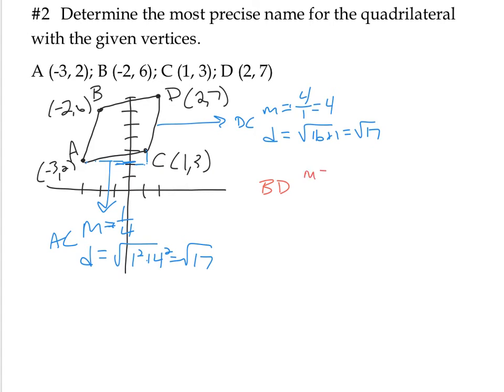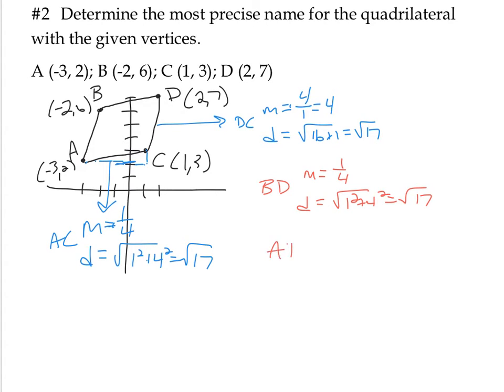Then let's take side BD. BD has a slope of 1 over 4. We're rising 1 from 6 to 7 and running 4 from negative 2 to 2. Or you can count rise and run on there. Or you can use the slope formula, y2 minus y1 over x2 minus x1. That's fine as well. You should get the same answer of 1/4. And it will have a distance of the square root of 1 squared plus 4 squared. So that's the square root of 17.